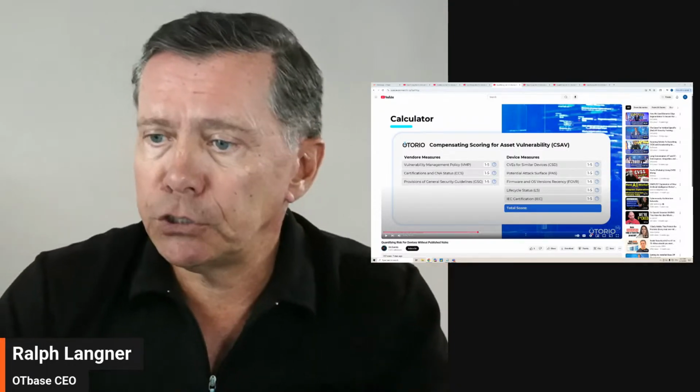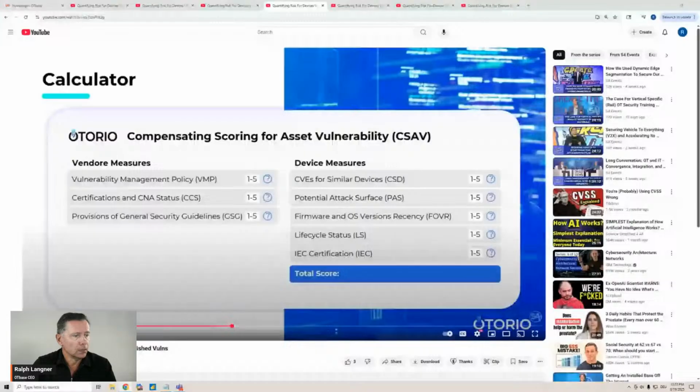Do they have certifications? This is another item here. Do they provide general security guidelines? Oh, come on. So based on that, this is one set of factors that go into this assessment, and you assign a value of 1 to 5 for every one of these measures, as he calls it. And then you do the same thing for the device-related or product-related parameters. Potential attack surface. I don't get it. Seriously, what is that supposed to mean? And bear with me, I'm getting back to that point.